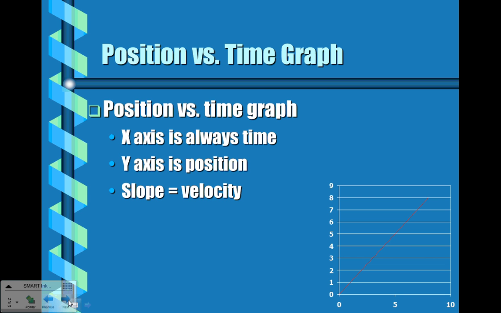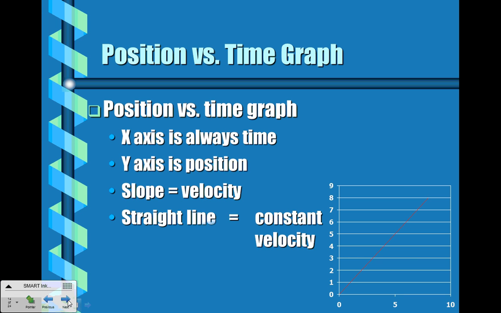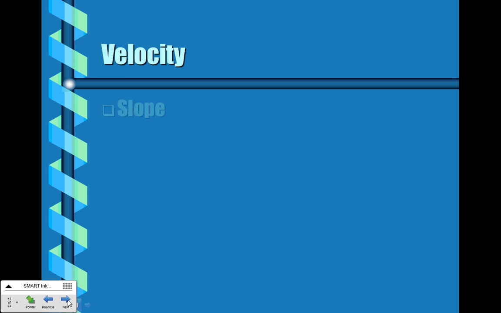In the case of this graph here, we have a positive slope. That means that this vehicle is moving in a positive direction. It is increasing its distance from its zero position in a positive direction as time goes on. So a straight line refers to a constant velocity. If it's a curved line, then that means that there's some sort of acceleration occurring, that the velocity is changing.